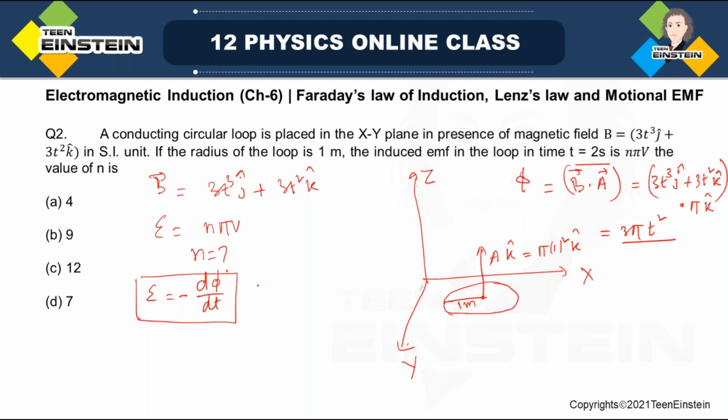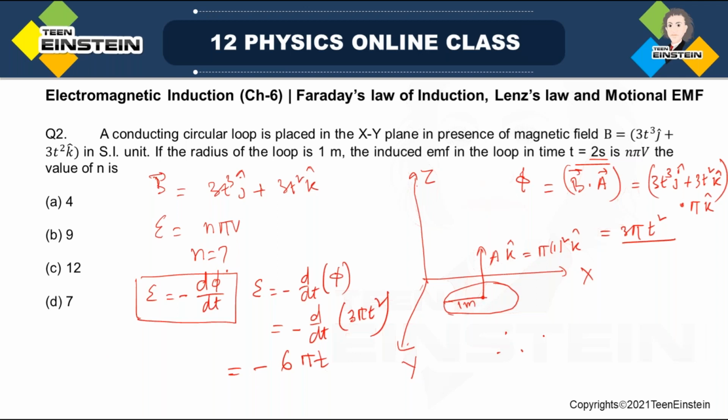Now let us look at what will be the induced EMF. That will be d phi by dt, or d/dt of 3 pi t squared. So this will be 6 pi t, if I take the derivative. And what is the induced EMF at 2 seconds? That is what is asked.